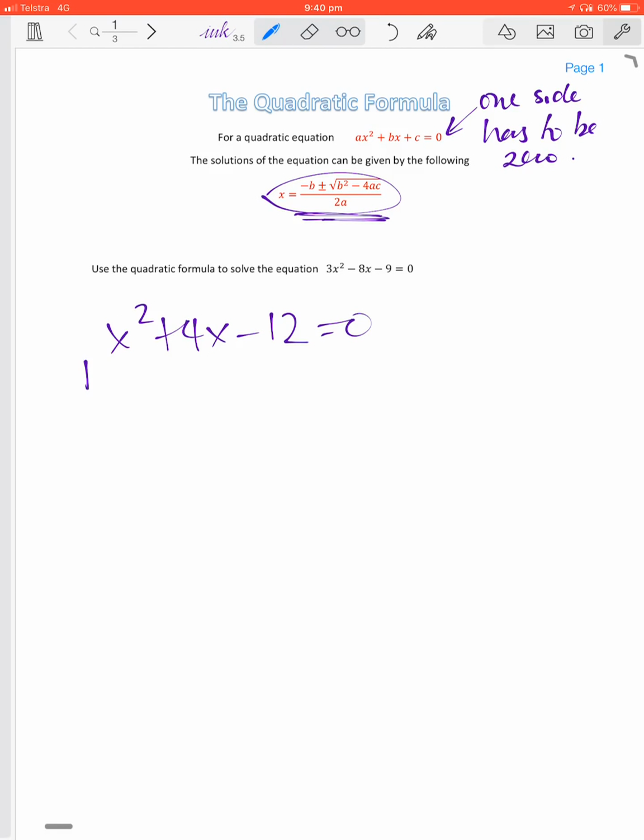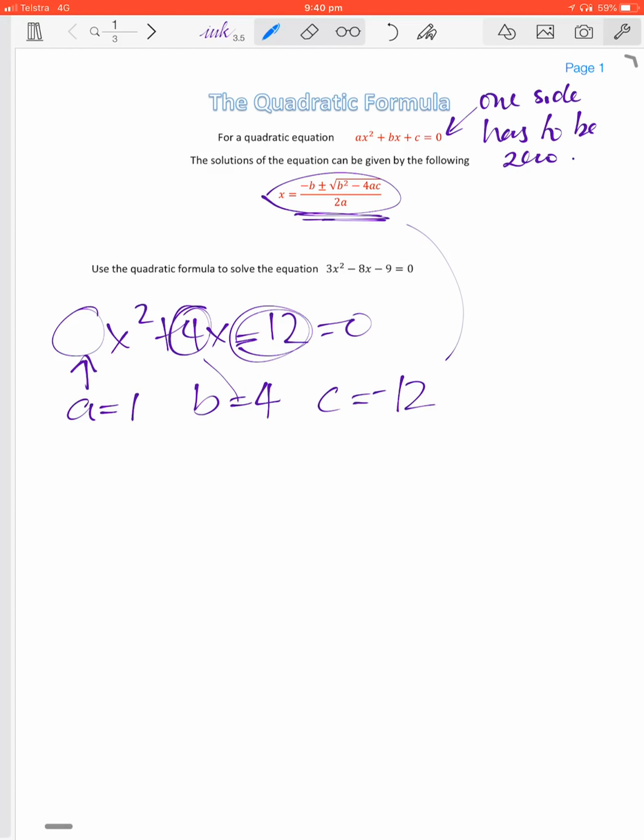Now, the value of a is the coefficient of x squared, so it's the thing out the front of the x squared, so it's 1. The value of b is the thing out the front of the x, so that's 4. And the value of c is the constant at the end, and you always take the sign as well. So that's going to be negative 12. We put them into the quadratic formula, and it should give us exactly the same solutions that we had before, which, if I remember correctly, were negative 6 and positive 2.